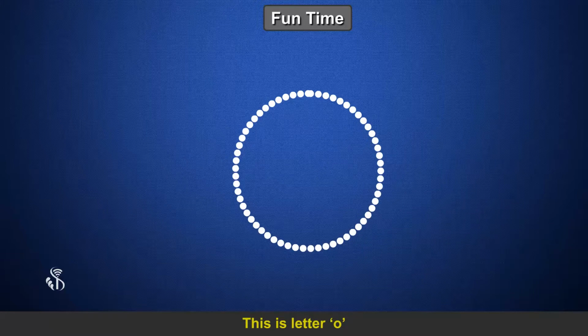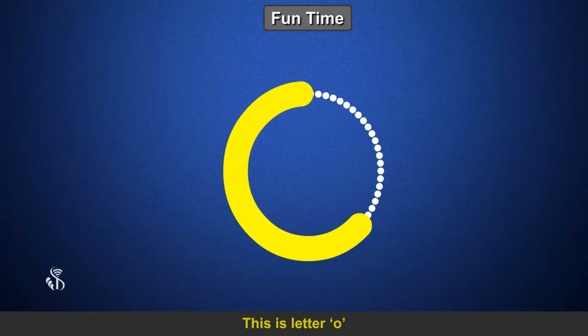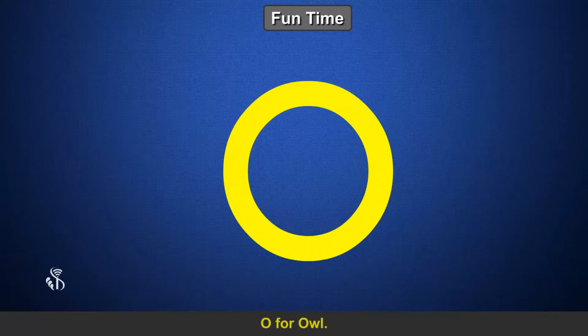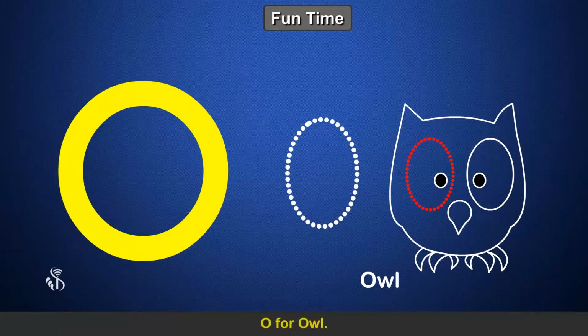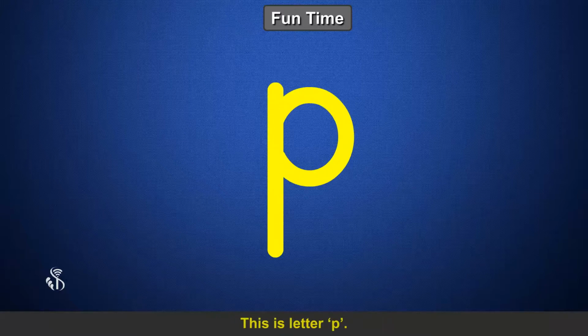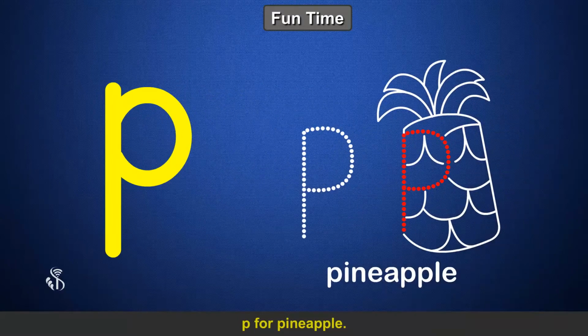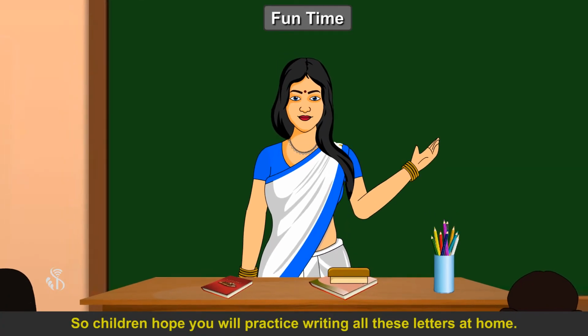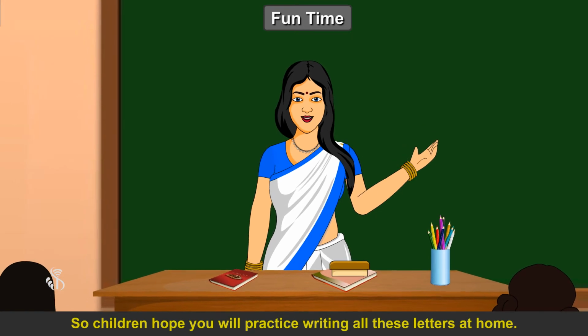This is letter O. O for owl. This is how you write letter P. This is letter P. P for pineapple. So children, hope you will practice writing all these letters at home.